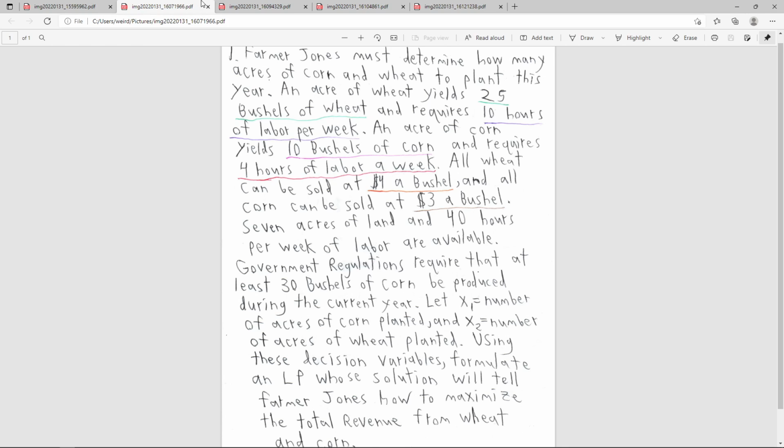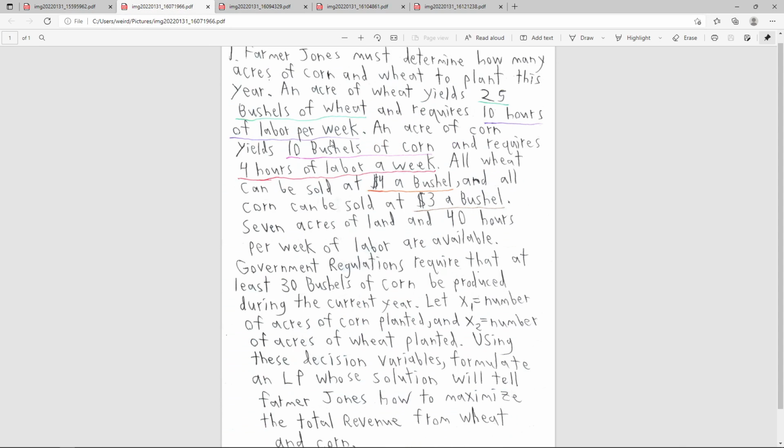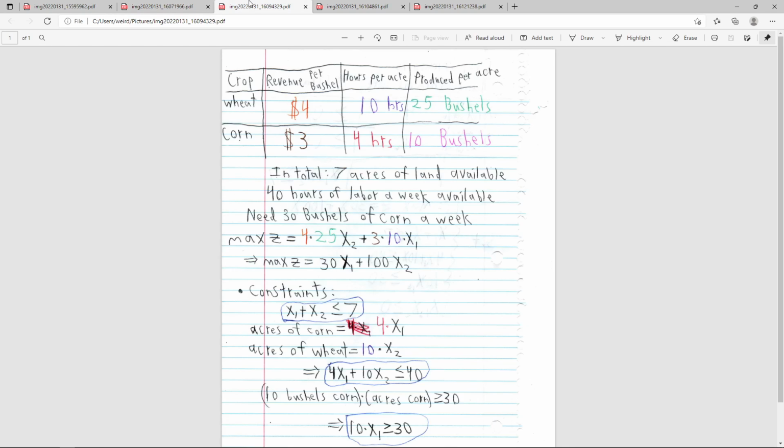And then we have how much is produced, how many bushels. 25 bushels of wheat are produced per acre, and 10 bushels of corn are produced per acre, as it says right here, and I copied it out. And then we have in total 7 acres of land available and 40 hours of labor a week available. So you have land, 7 acres, 40 hours of labor, and 30 bushels of corn must be produced, no matter what.